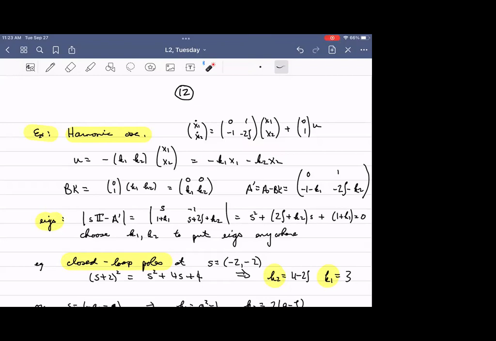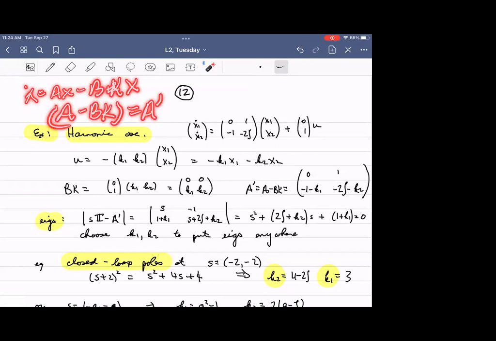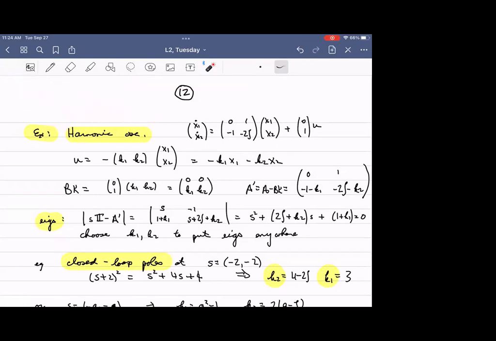Then let's look at what BK is, because BU is going to give us a BK. This is our B, this is our K, so we have a matrix here. If we stick this in, X dot is AX minus BKX. And so there's an A minus BK matrix, which I'll call A prime. So the new dynamics are now for a matrix A prime, which is A minus BK.